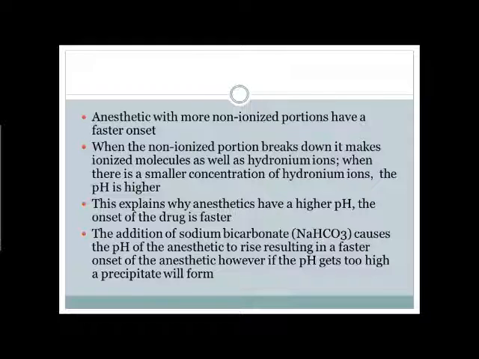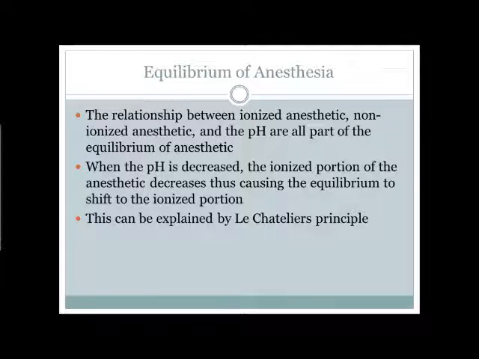The addition of sodium bicarbonate causes the pH of the anesthetic to rise, resulting in a faster onset of the anesthetic. However, if the pH gets too high, a precipitate will form. The equilibrium of anesthesia: the relationship between ionized anesthetic, non-ionized anesthetic, and the pH are all part of the equilibrium of anesthetic. When the pH is decreased, the ionized portion of the anesthetic decreases, thus causing the equilibrium to shift to the ionized portion. This can be explained by Le Chatelier's principle.